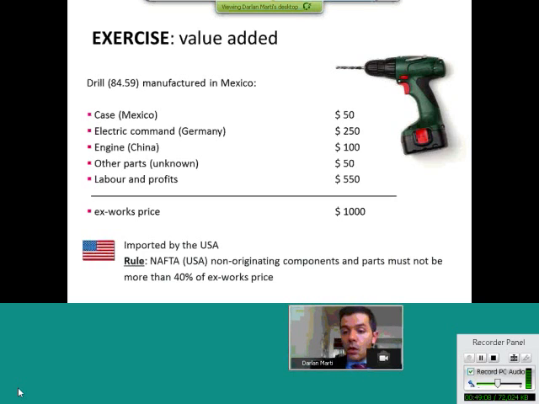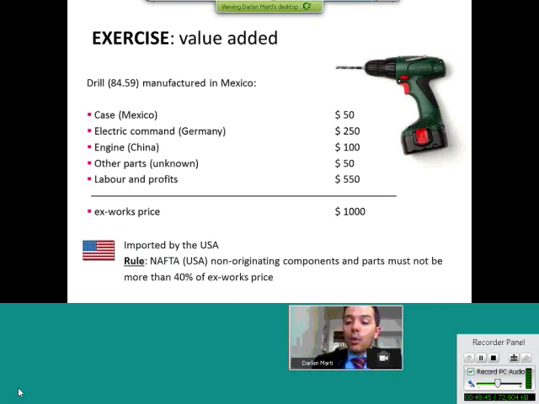In this case, Mexico, where the drill is being manufactured, is responsible for 60% of the value of the good. That is the cost plus labor plus profit. In that case, the rule requires Mexico to add at least 40% of value. Because it is adding in this case 60%, it complies with the rule and can therefore export the goods to the United States, claiming preferences under NAFTA.